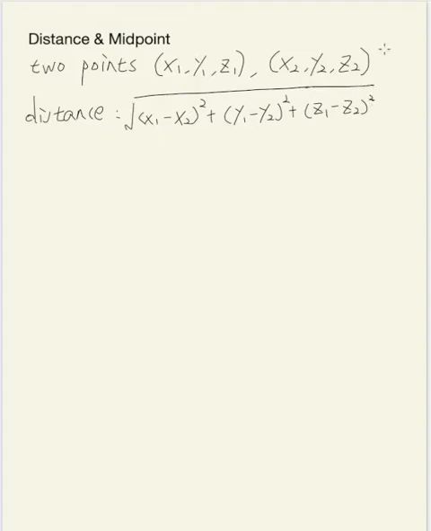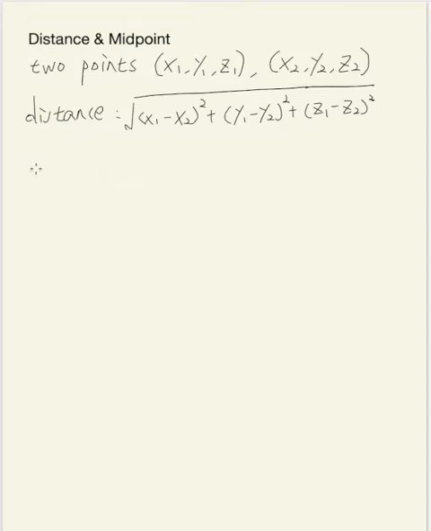If you haven't seen this, you must have seen the 2D version, which is just, suppose we're in a two-dimensional space. Then we don't have the z coordinates, just x1, y1, x2, y2. Then the distance is the square root of (x1 minus x2) squared plus (y1 minus y2) squared. So we don't have this part. So this is just like a 3D version of that. Okay.